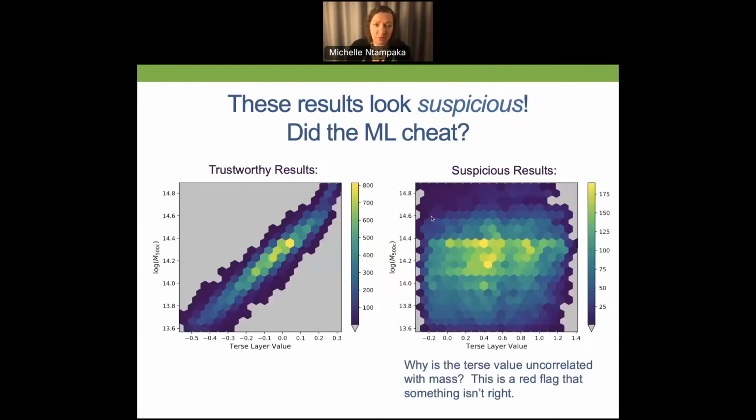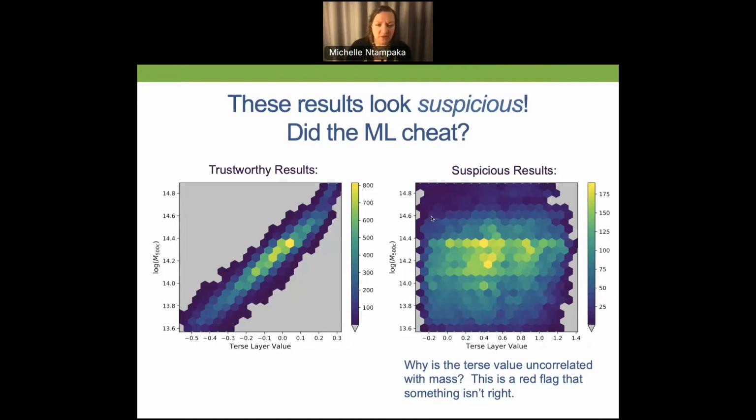So the first thing we should look at is correlations with mass. Here you're seeing on the x-axis the terse layer value. This is a unitless quantity, so don't pay too much attention to the actual numerical values there. Remember, the terse layer value is the machine learning's version of a mass proxy. And on the y-axis, the true underlying mass. We're seeing just a two-dimensional histogram.